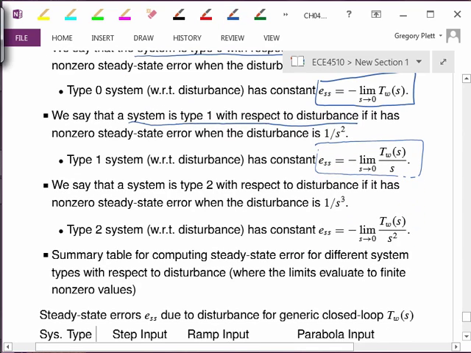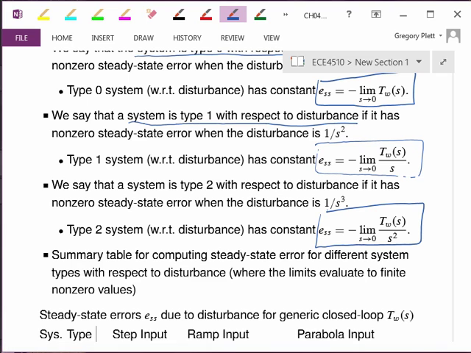We say a system is type 2 if it has constant non-zero steady-state error when the disturbance is a unit parabola. And so we have this formula here for calculating the steady-state error for a type 2 system. And so on and so forth. We would have a type 10 system if we have a finite value for negative limit as s approaches 0 of TW over S to the power 10 in that case.